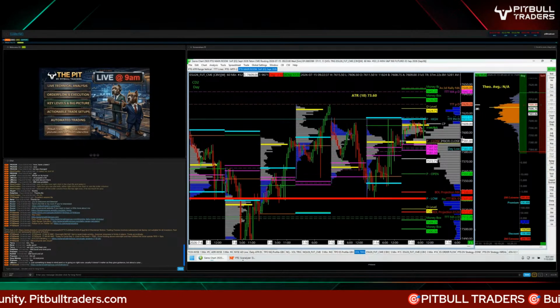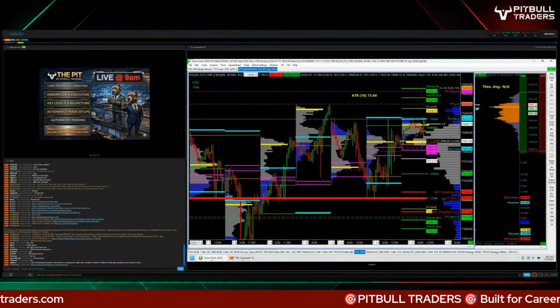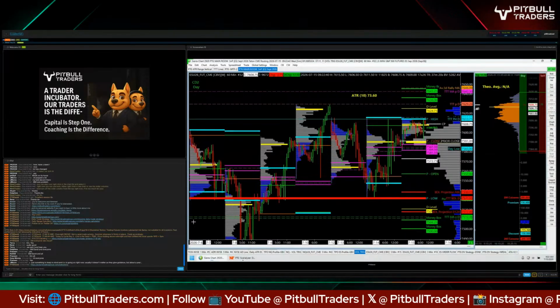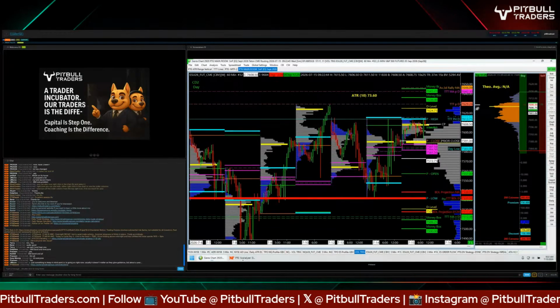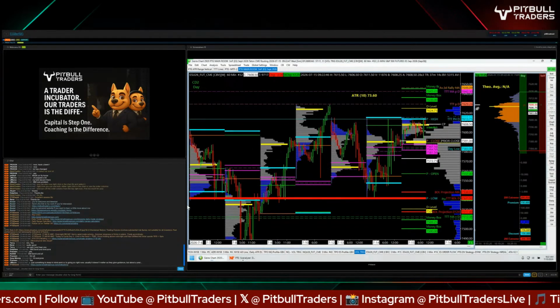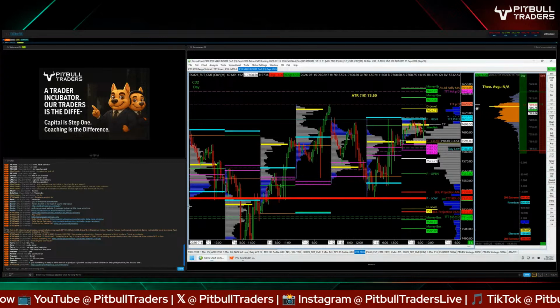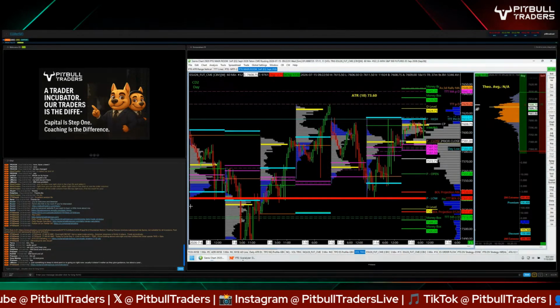But in terms of looking at the bigger picture, now we've seen over the past few days, yesterday's RTH session was an inside day. Yesterday there was a lot of movement.